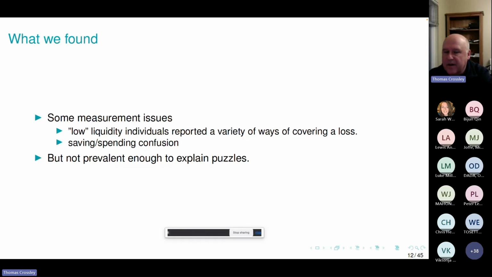But importantly, these measurement problems, these misclassifications, do not seem to be prevalent enough to explain the puzzles, right? So they don't seem to be the big story. Put another way, it seems that the somewhat puzzling patterns of MPC heterogeneity in the data seem to be genuine.